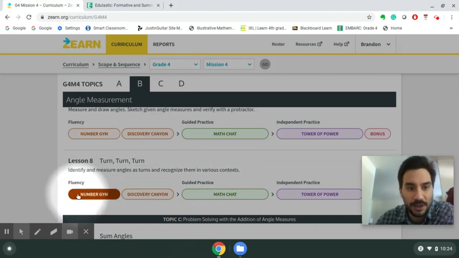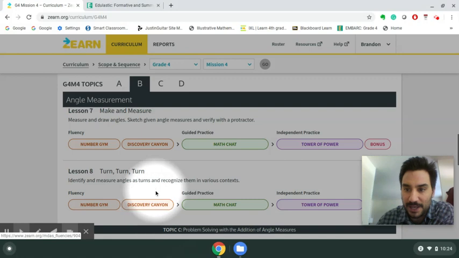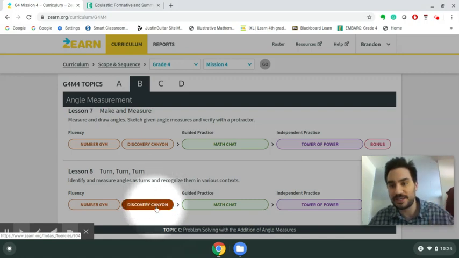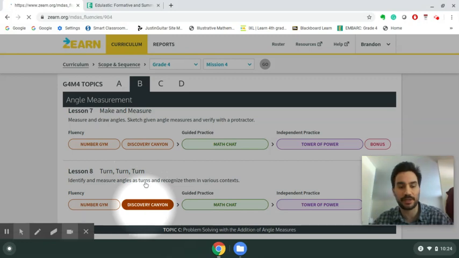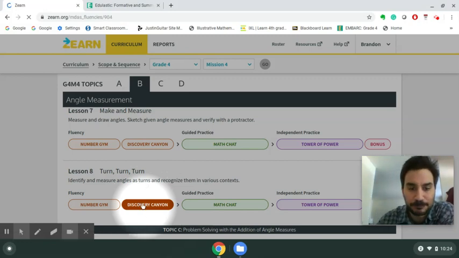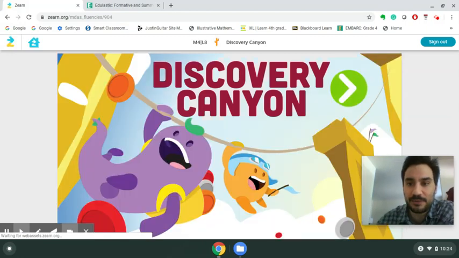Now, normally, you are responsible for your fluency. That's your number gym and your Discovery Canyon. For the Discovery Canyon, I just want to show you guys this. I think some people might be having trouble on the lesson 7 one, so just very quickly, I'll jump into this. I'm not going to complete it, but I'm going to show you exactly what you need to be doing.